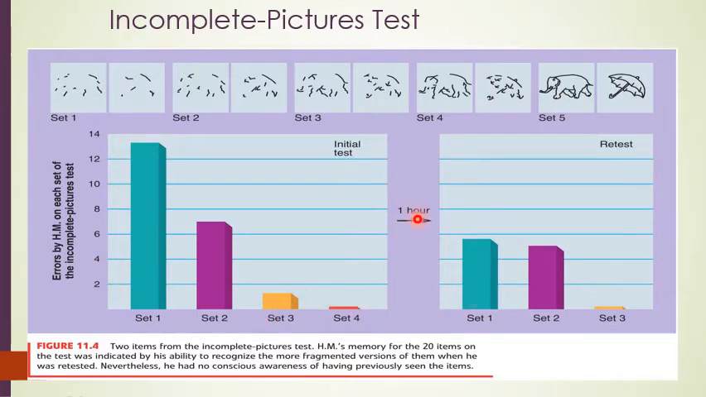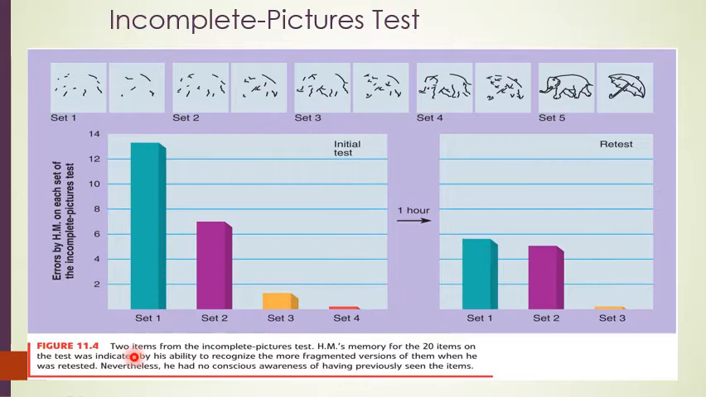Then after 1 hour, he was retested. Okay? And if you can notice the graphs, this shows the graph for the retest. This is for the initial test, right? In set 1 alone, HM already shows big improvement. So from the first set, from the initial test, around 13 errors. But after the retest, it reached 6, so maybe around 5, right? So again, this goes to show that HM still learned. So an aspect of his long-term memory is still functional.